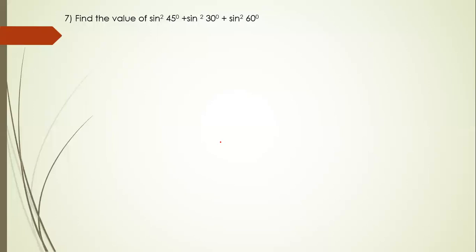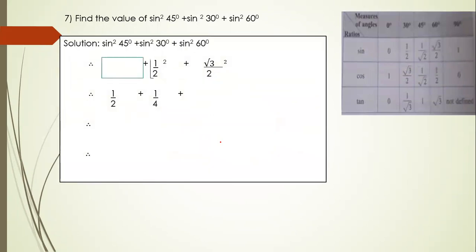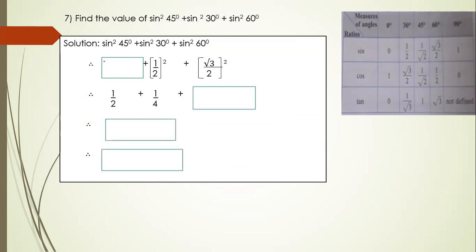Sum number 7. Find the value of sine square 45 degree plus sine square 30 degree plus sine square 60 degree. For this, we have to remember this table. Okay. So we can see there are 4 boxes and we know that we have to fill these boxes for solving this sum, right? So let's start. Sine square 45 degree plus sine square 30 degree plus sine square 60 degree.